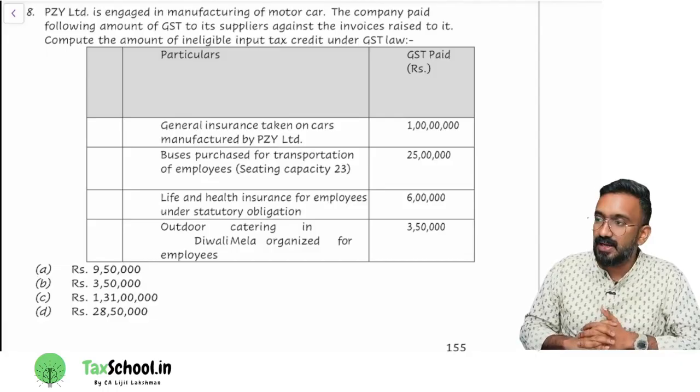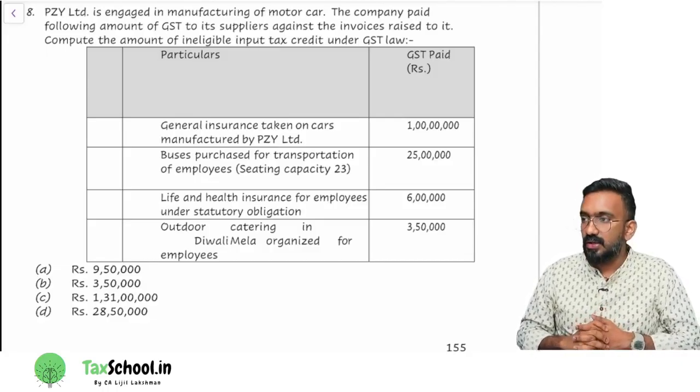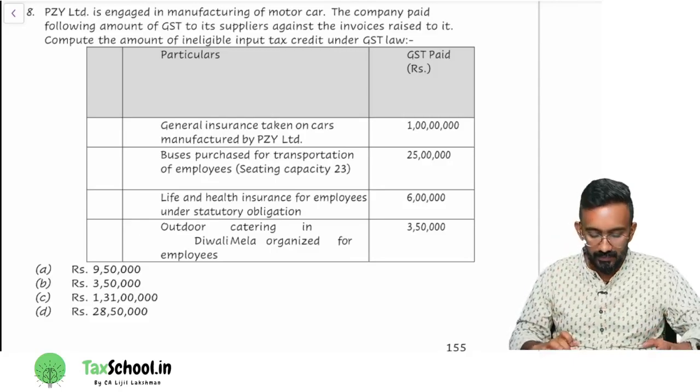So what is the ineligible ITC in this? 3,50,000 would be the ineligible ITC. So which option is correct? Option 2 is correct here, 3,50,000.